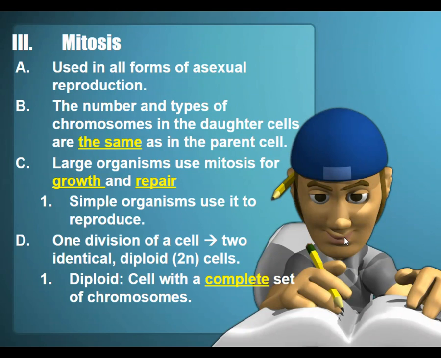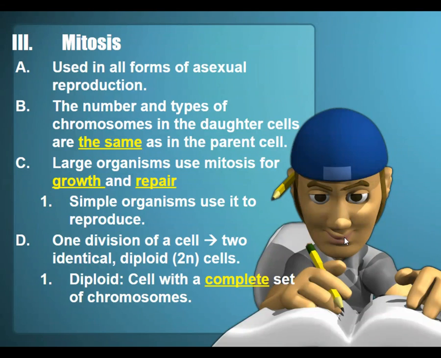So let's take a look at mitosis. This is one of those forms of cell division, and it's used for asexual reproduction. And so the number and types of chromosomes in the daughter cells are going to be the same as in the parent cell. Remember, you start out with one cell and you end up with 2 identical cells. Letter C there says large organisms use mitosis for growth and repair. Simple organisms will use it just to reproduce.